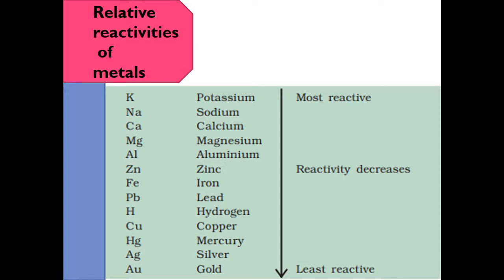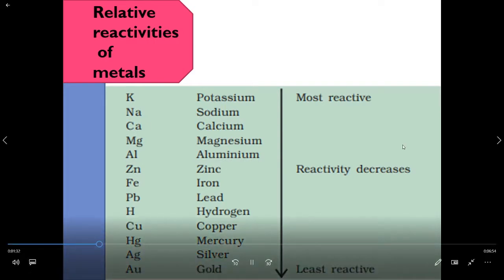More active metals in this series lie above, whereas less reactive metal lie below in this series. From this table you can understand magnesium is more reactive than aluminium because it is lying above in this series. Similarly, you see hydrogen is there. Metals present above hydrogen are more reactive than hydrogen, and metals present below hydrogen are less reactive than hydrogen.